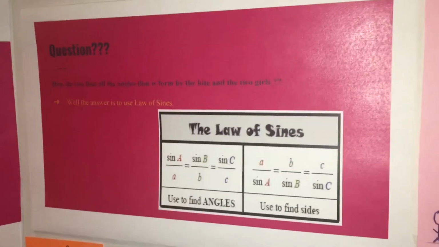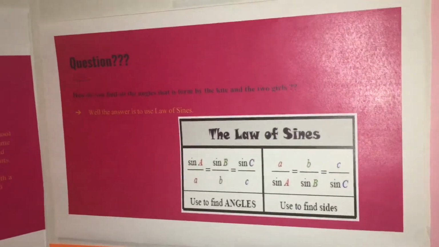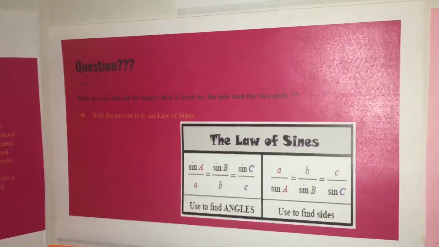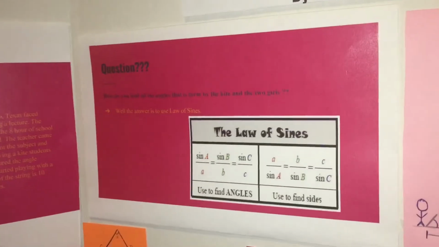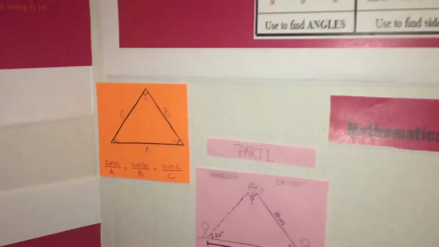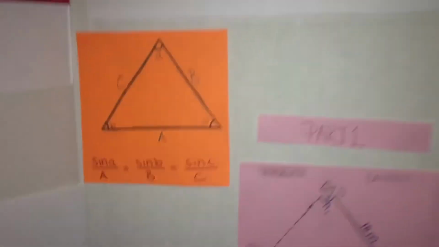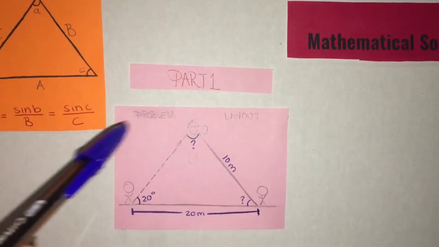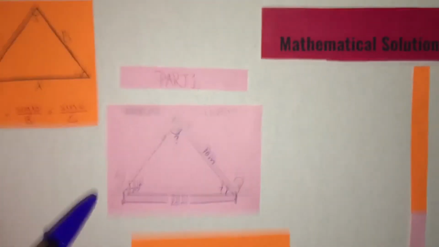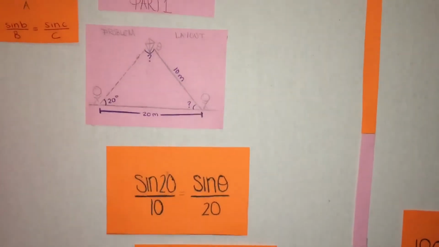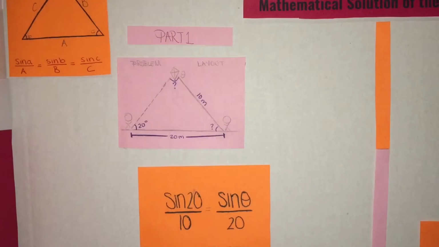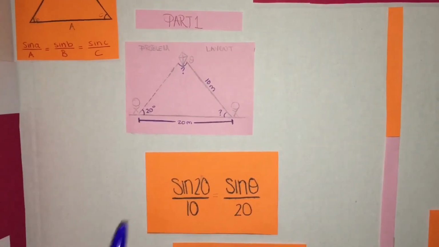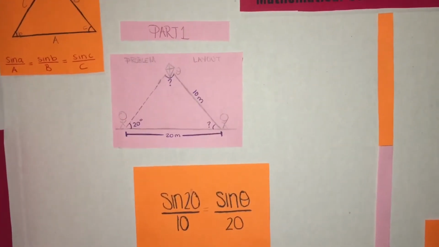So the task asked of the students is to find all the angles that are formed by the 2 girls and the kite. Using this formula, this right here is the problem layout. So we go ahead and start plugging in our numbers to the formula.